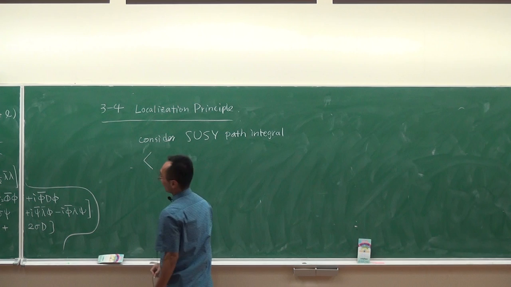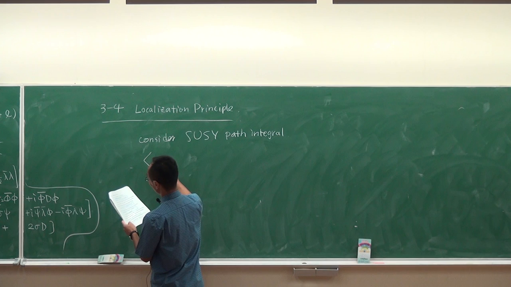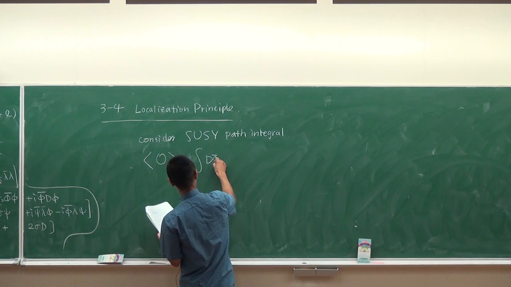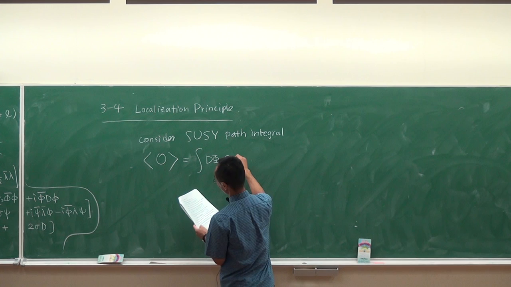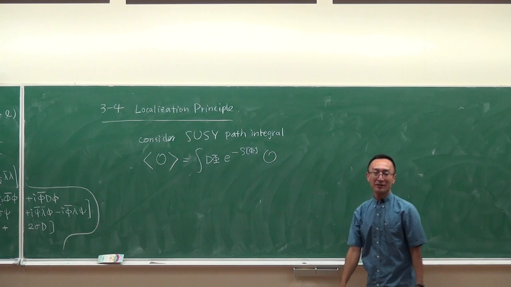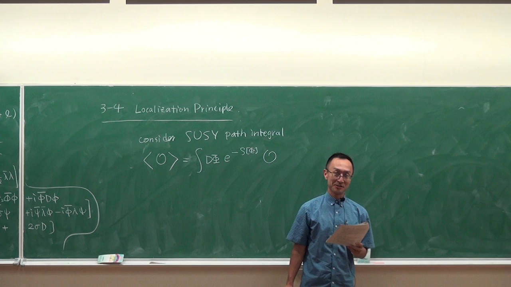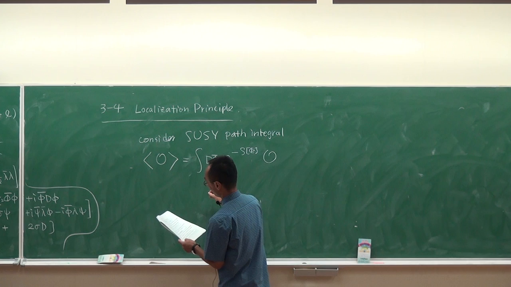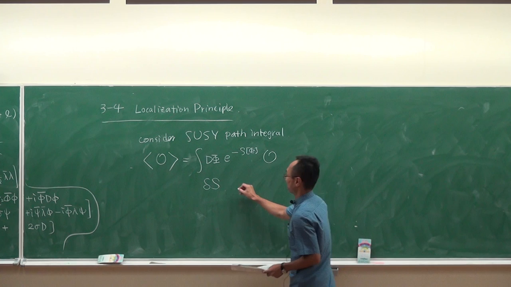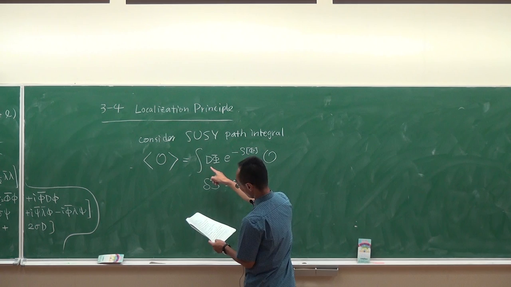In a supersymmetric path integral, let's suppose we are interested in computing the expectation value of the operator O. Using the path integral formalism, it's an integral over fields with a weight e to the minus the action. If we are interested in the expectation value of O, we insert O here. So this is the rule. Then, in a supersymmetric model, this system of integration has a symmetry, delta, which is a supersymmetry. Delta is a symmetry of the action, and also an invariance of the path integration measure. This is our assumption.